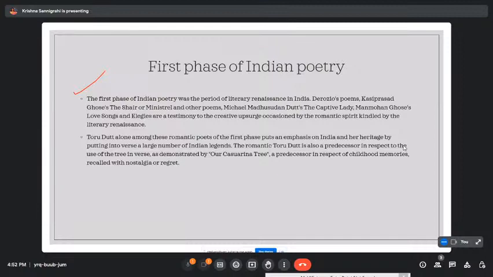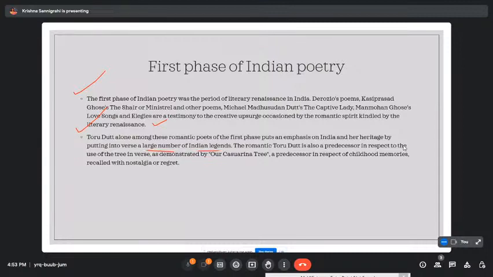So the first phase of Indian poetry was the period of literary renaissance in India. Derozio's poems, Kashi Prasad Ghosh's The Shair or Minstrel and other poems, Michael Madhusudan Dutt's The Captive Lady, Manmohan Ghosh's love songs and elegies are a testimony to the creative upsurge occasioned by the romantic spirit kindled by the literary renaissance. Toru Dutt, alone among these romantic poets of the first phase, puts an emphasis on India and her heritage by putting into verse a large number of Indian legends.